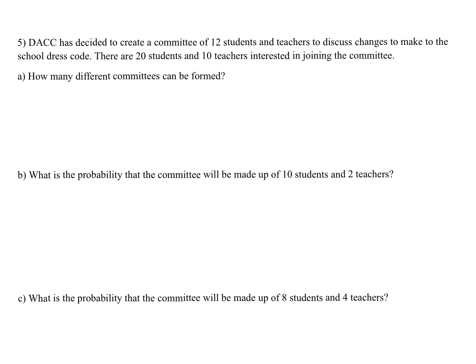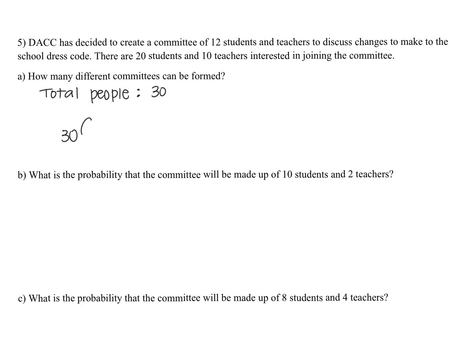The next question, it says that DACC has decided to create a committee of 12 students and teachers to discuss changes to make to the school dress code. There are 20 students and 10 teachers interested in joining the committee. So the first question says, how many different committees can be formed? So this is an example of a combination. So we have to first find the total people, which is 30. So of the 30 people interested in joining, only 12 of them are going to be on the committee. So we have to do all the different ways you can choose those 12 people.